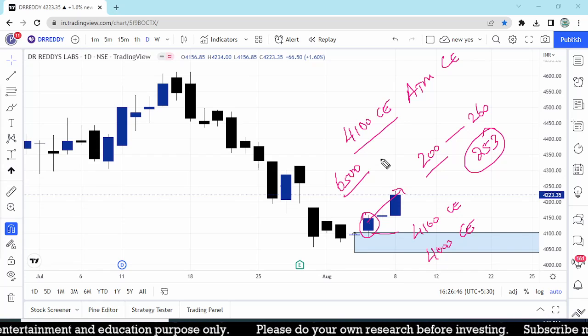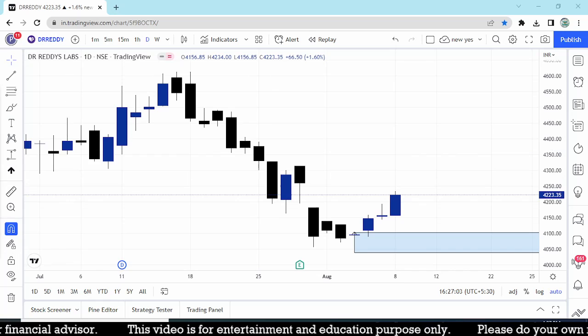Otherwise you simply ignore it and paper trade. Learn something from the candlestick pattern. That always works very well in intraday and positional trading. I hold it as a positional trade that pays me a good result on this particular stock. Let me show you the trade which I have done on this stock.